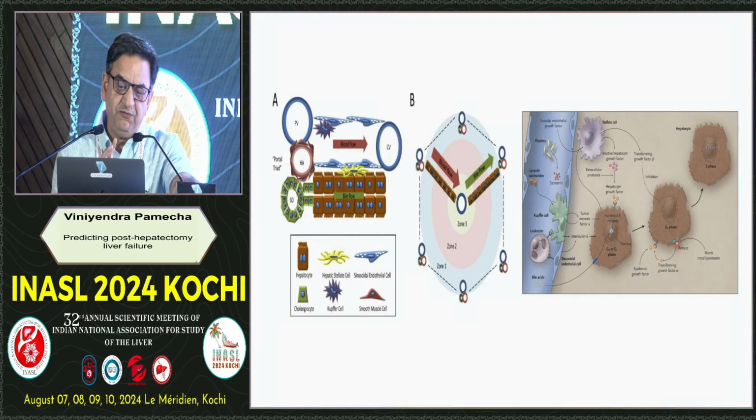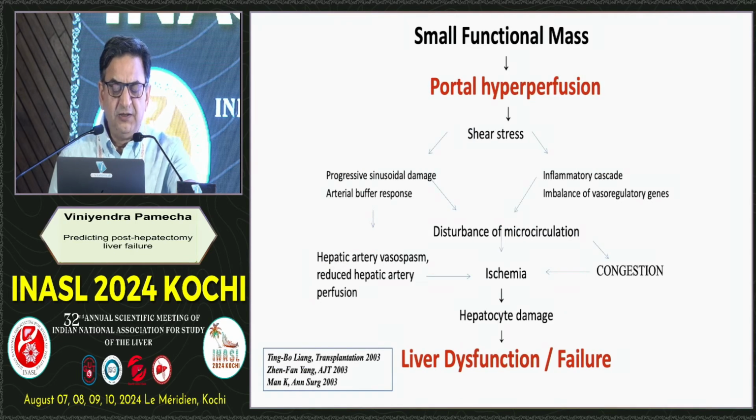So most of the time what happens is there is a sinusoidal stretch because there is an increased portal flow in the remnant liver, and this sinusoidal stretch actually leads to cells going into mitosis, and then the liver regenerates. The Kupffer cells, stellate cells and all get activated, and that's how the liver regenerates. And then the whole philosophy about this is about portal hyperperfusion.